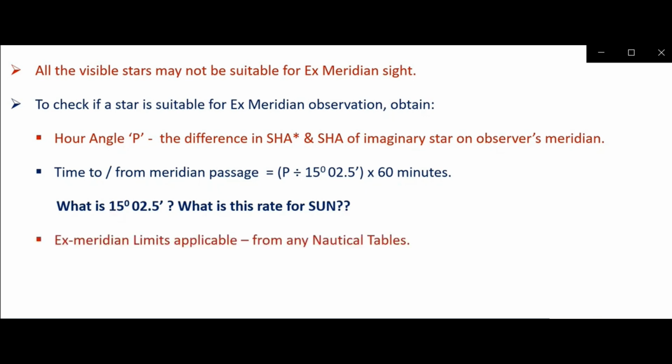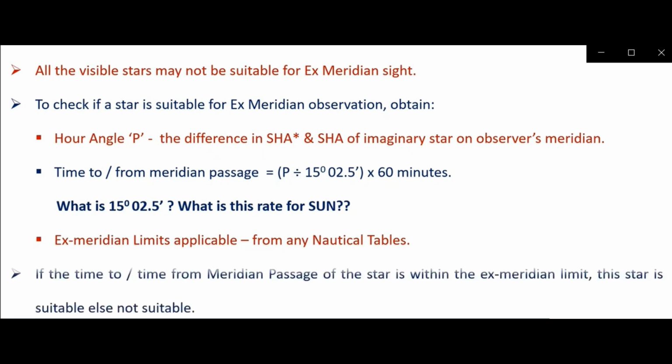Then we use any of the nautical tables, and from there we find the exmeridian limits applicable to this case, which will depend on the observer's latitude and the declination of the body. So we get the exmeridian limits from nautical tables. If the time to Marpas or time from Marpas calculated above is within the exmeridian limits obtained from the nautical tables, then the star is suitable for exmeridian observation. Otherwise, it is not suitable for exmeridian observations.